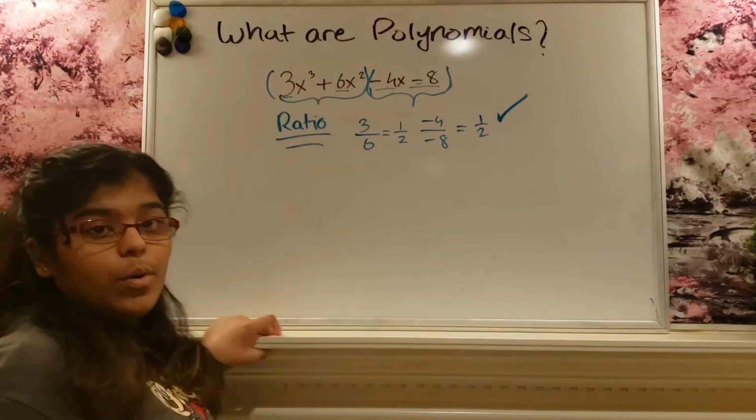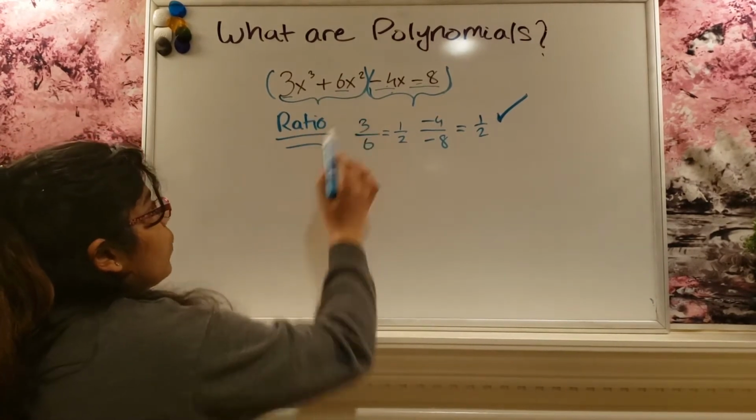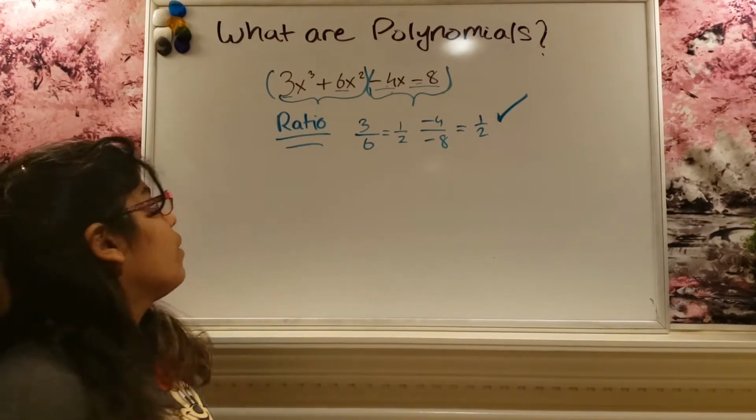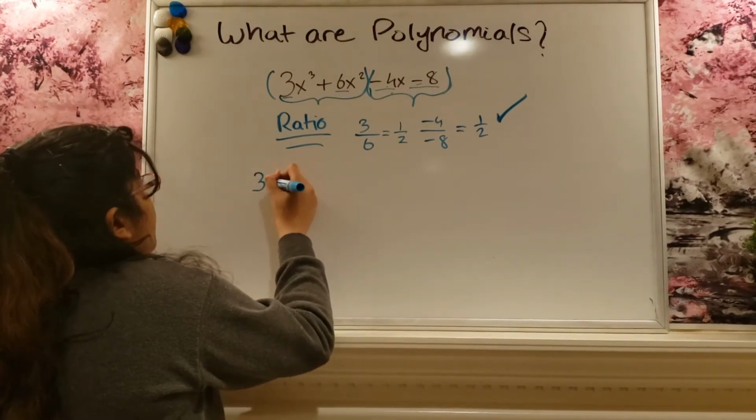We can divide both of these coefficients by 3. And we have x cubed and x squared. We can divide both of these variables and degrees by x squared. So we're going to put this outside of our binomial.